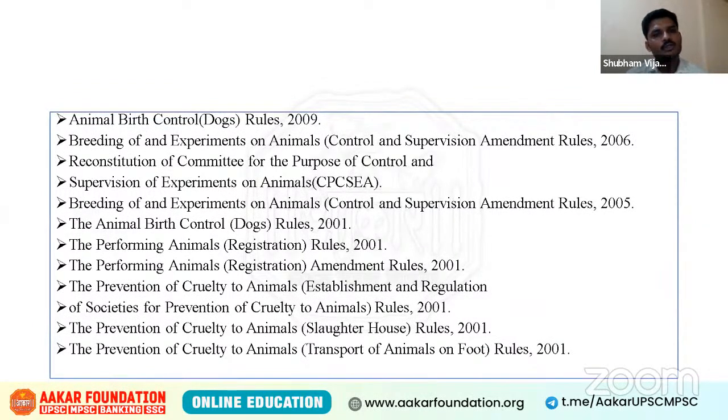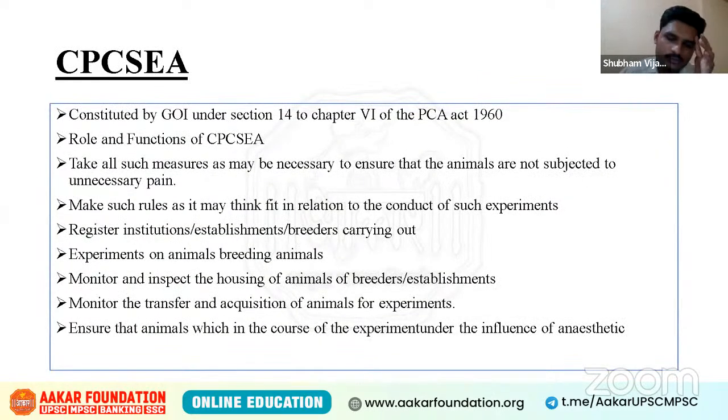Few more are there. Animal birth control, especially for dogs, came in the year 2009. Then breeding of and experiments on animals came into force in 2006. Then one more, the reconstruction of the committee, that is CPCSEA, just happened. Then breeding of and experiments on animals control and supervision amendment in 2005. The Animal Birth Control Dogs rule has one more amendment in 2001. Performing animals registration in 2001. Amendment rules are also in 2001. Prevention of cruelty to animals, establishment and regulation of societies, this is also in 2001. Slaughterhouse rules are in 2001 only, and transport of animals on foot also came in 2001.